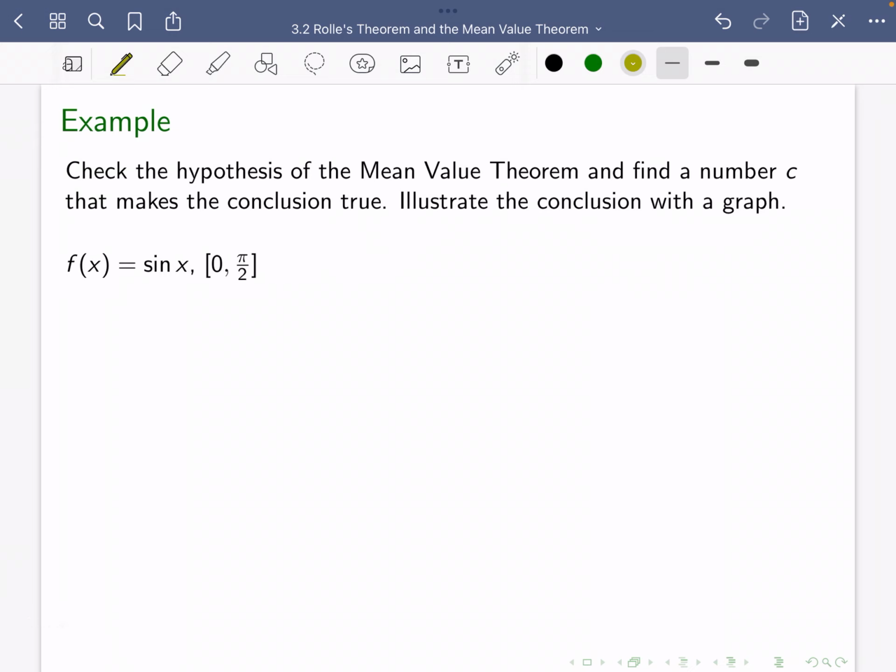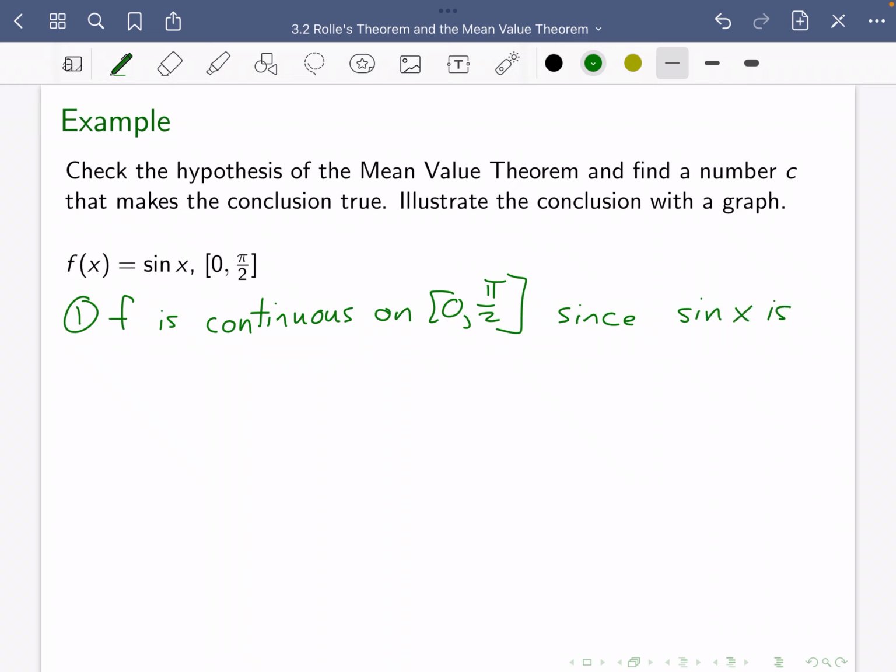So we're going to do a problem similar to this last one, but we're going to check the hypothesis of the mean value theorem. So the first thing is our function, we need to observe its continuity. So f is continuous on 0 to pi/2 since sine x is continuous everywhere.